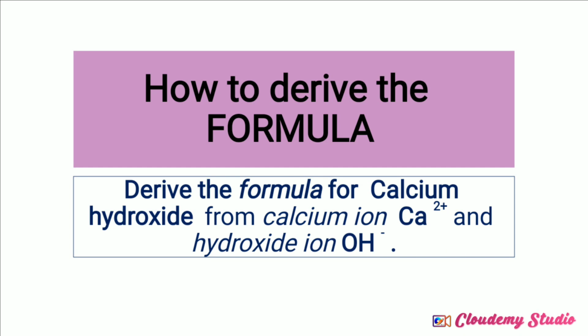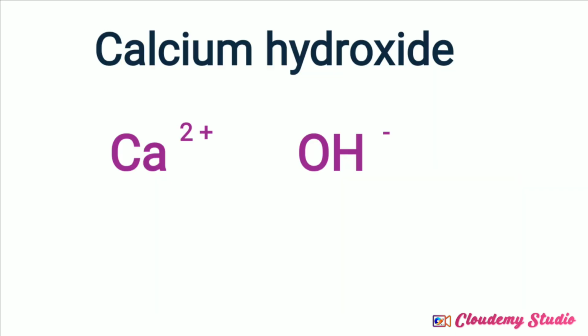Hello friends, let's derive the formula for calcium hydroxide from calcium ion Ca2+ and hydroxide ion OH minus. As per the convention, the cation, that is the calcium ion 2 positive, the symbol is written first, followed by the anion, that is the hydroxide ion OH minus.